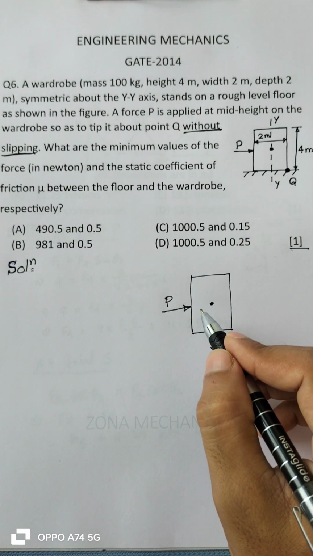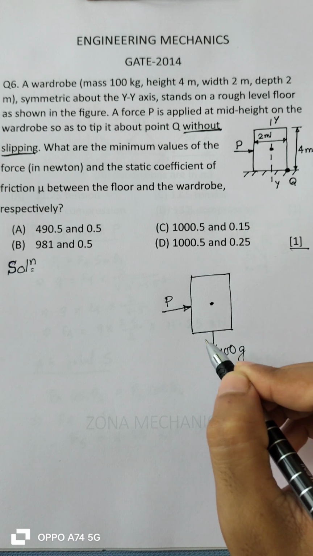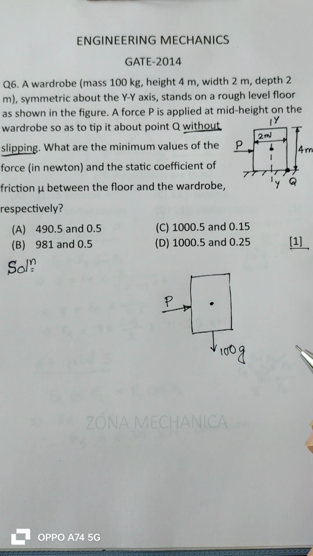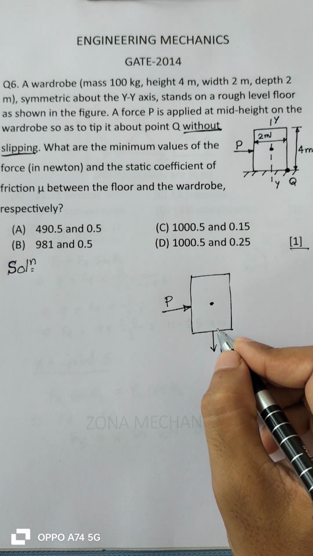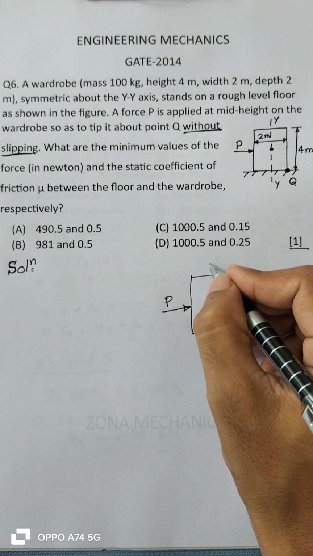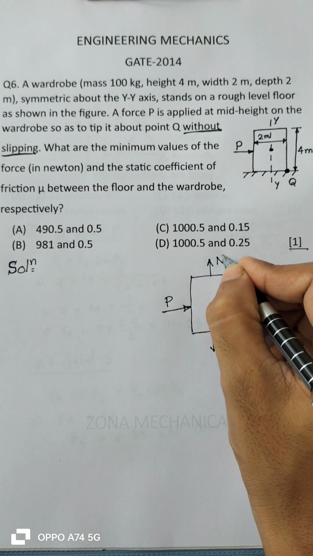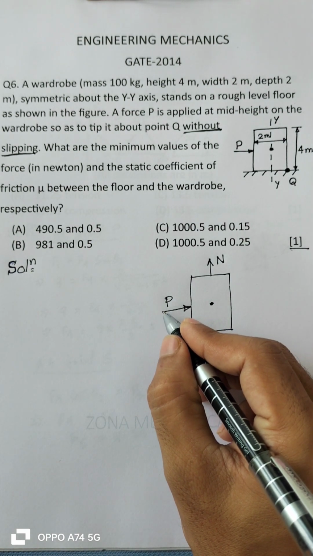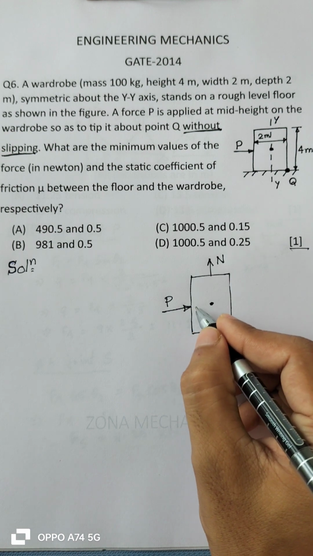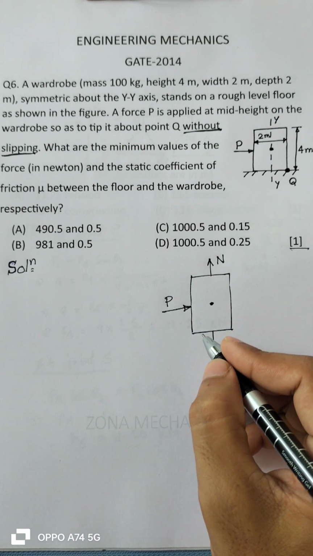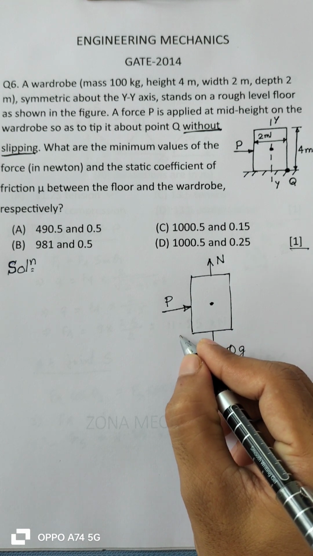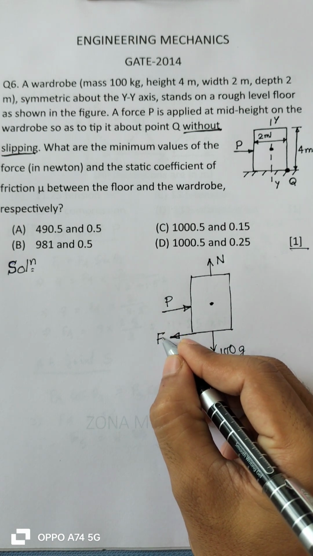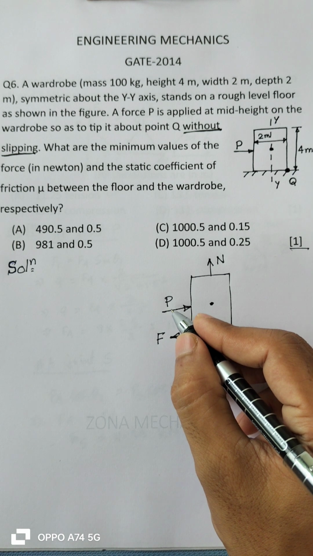This is the free body diagram of the wardrobe. This is the force P acting and this is the weight acting here. So there will be a normal reaction. Once we apply an external force in the horizontal direction, there will be opposite frictional resistance. This is F.